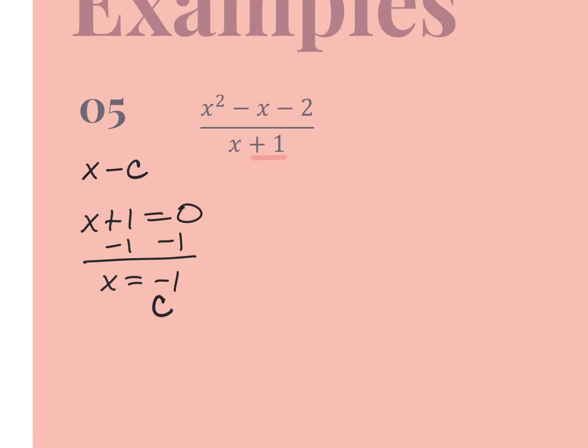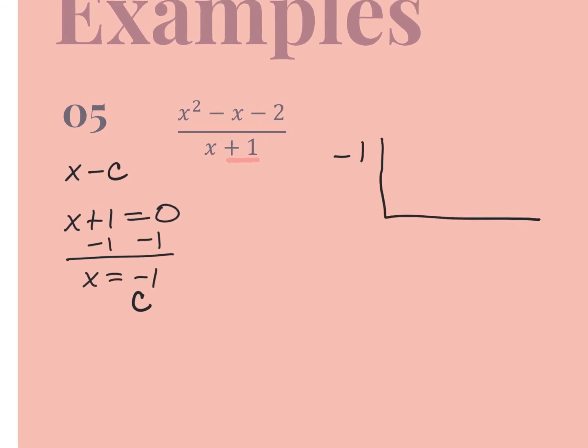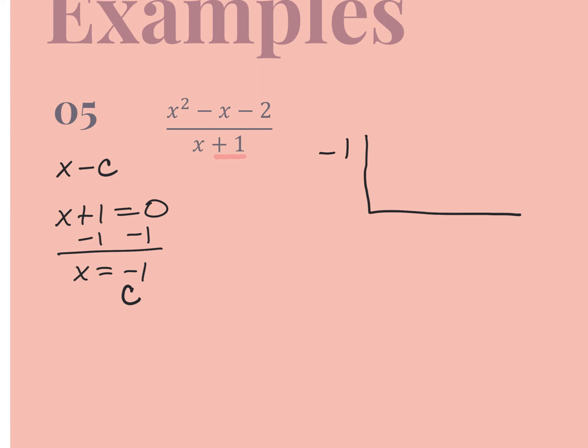The way I'm going to set up my synthetic division box is I take that c value, I put it there, then I draw an L. And now I'm only going to take the coefficients of my dividend. So this is a 1 here, a -1, and then the -2. So 1, -1, -2. The 1 from in front of x squared, the -1 that's in front of x, and then the -2, that's your constant. So I'm using those coefficients only.